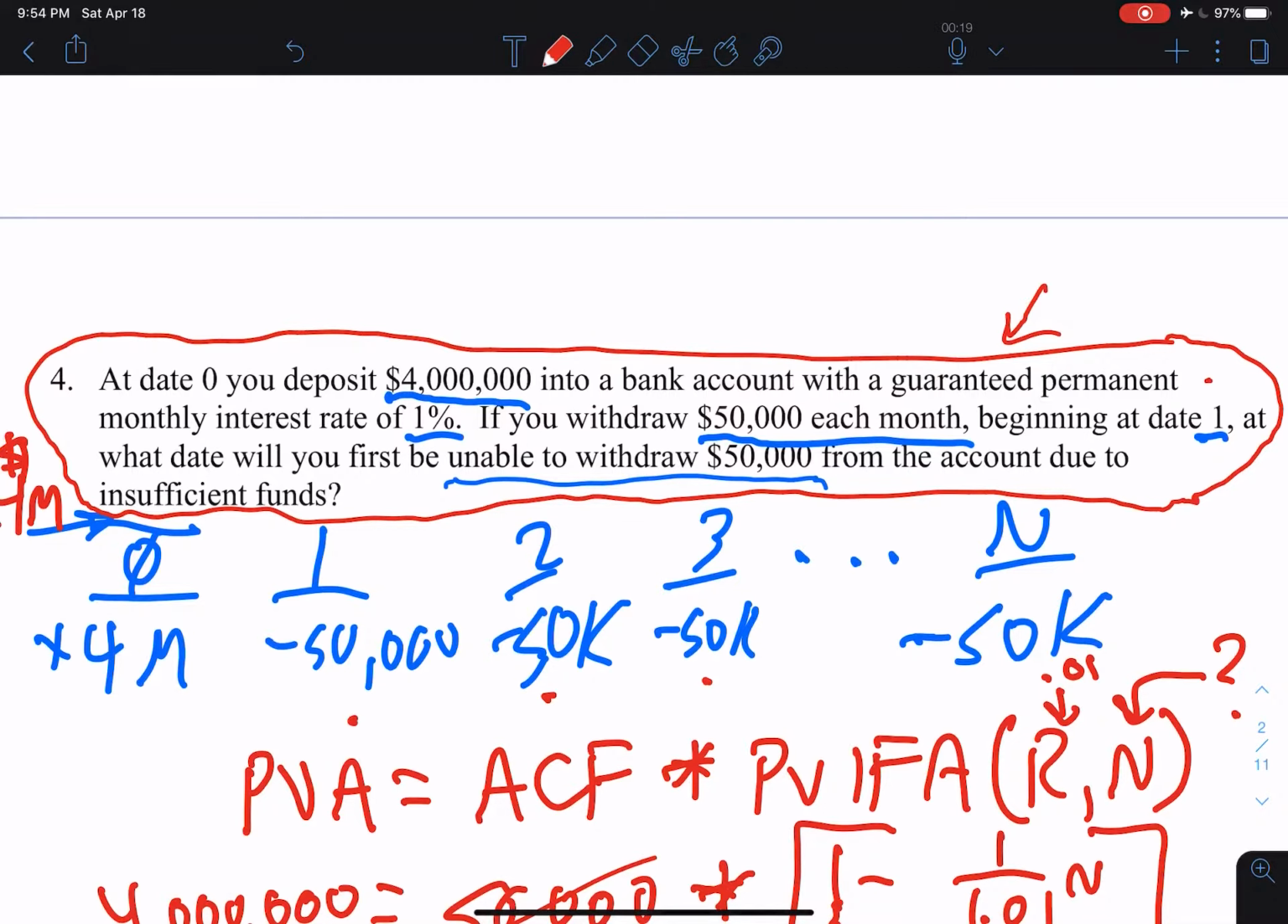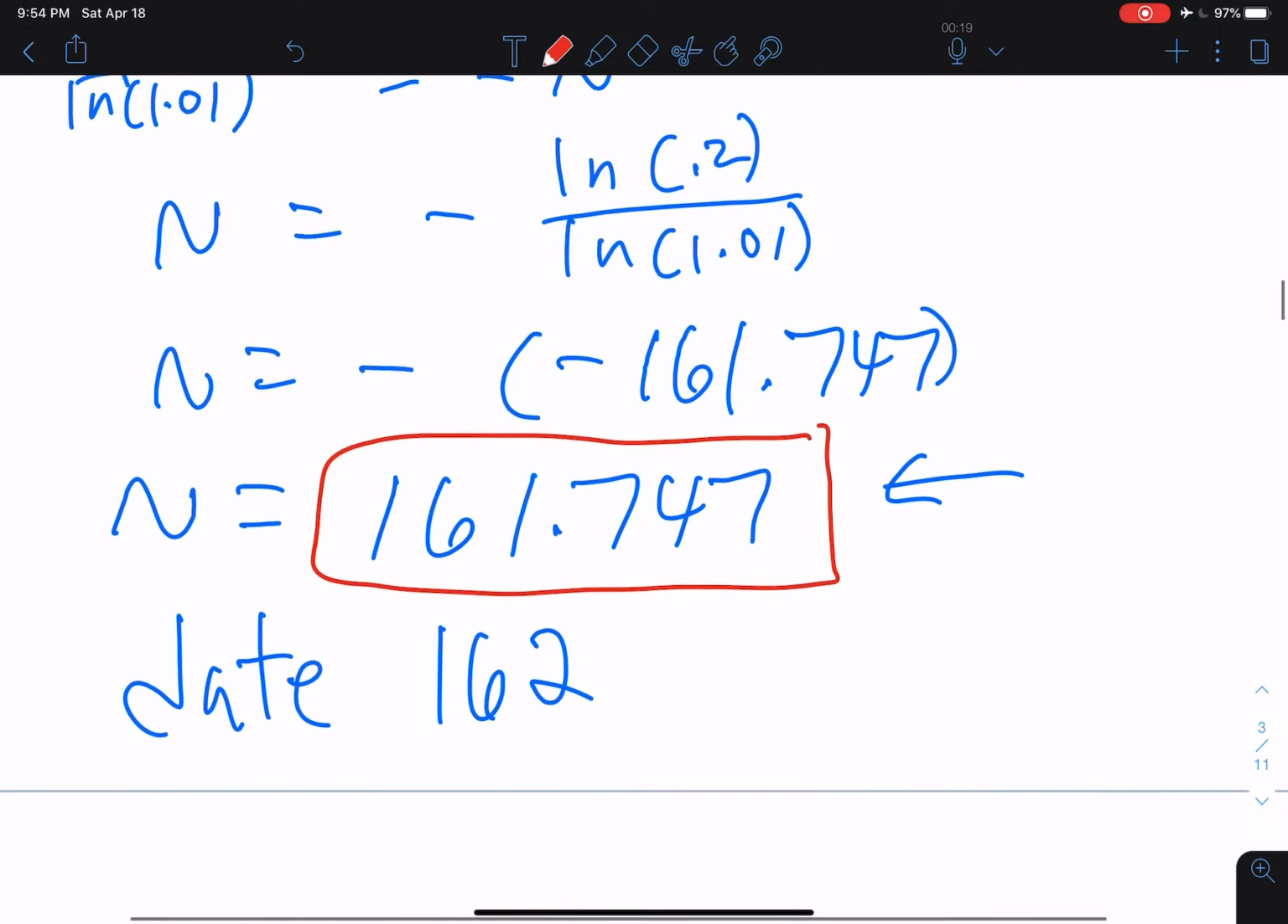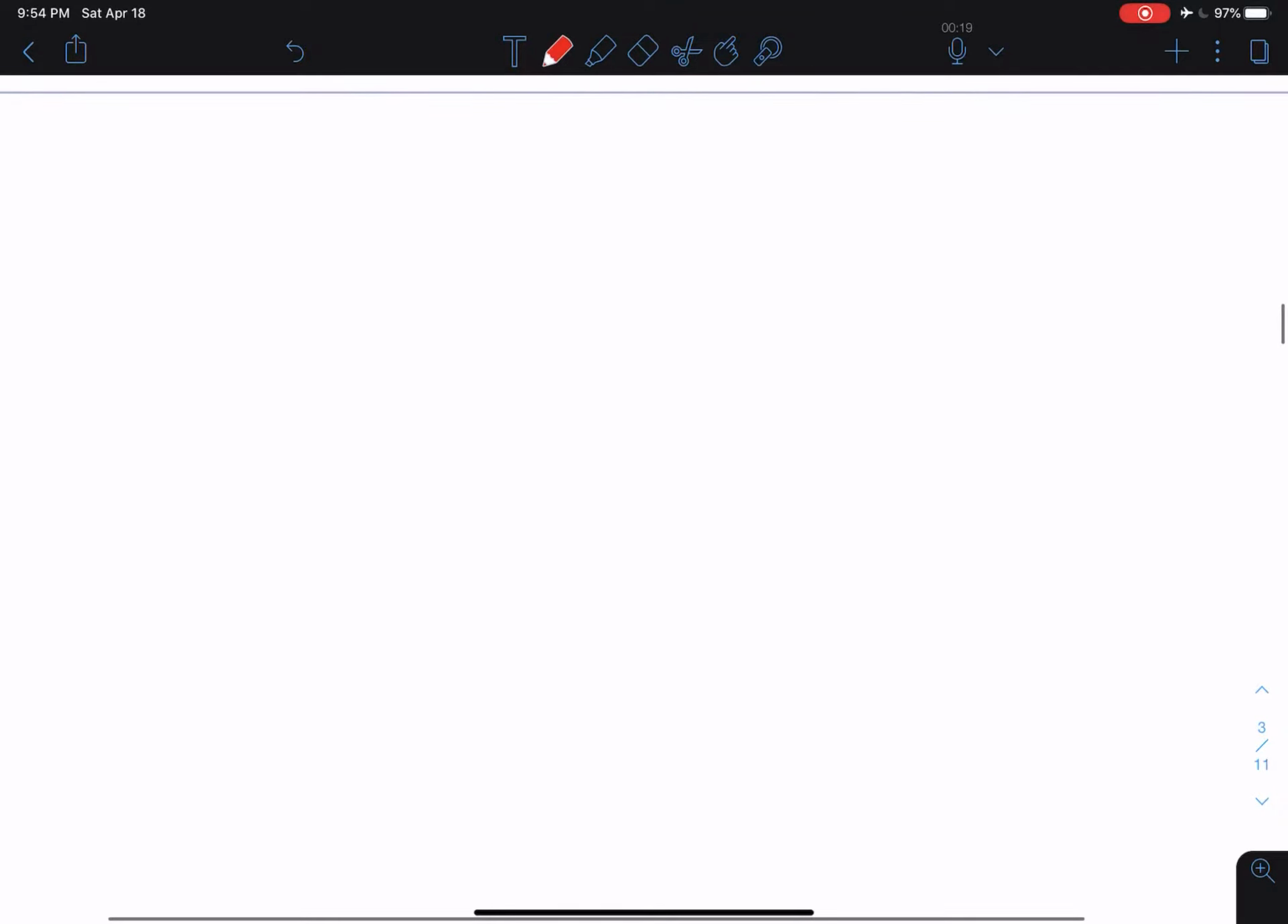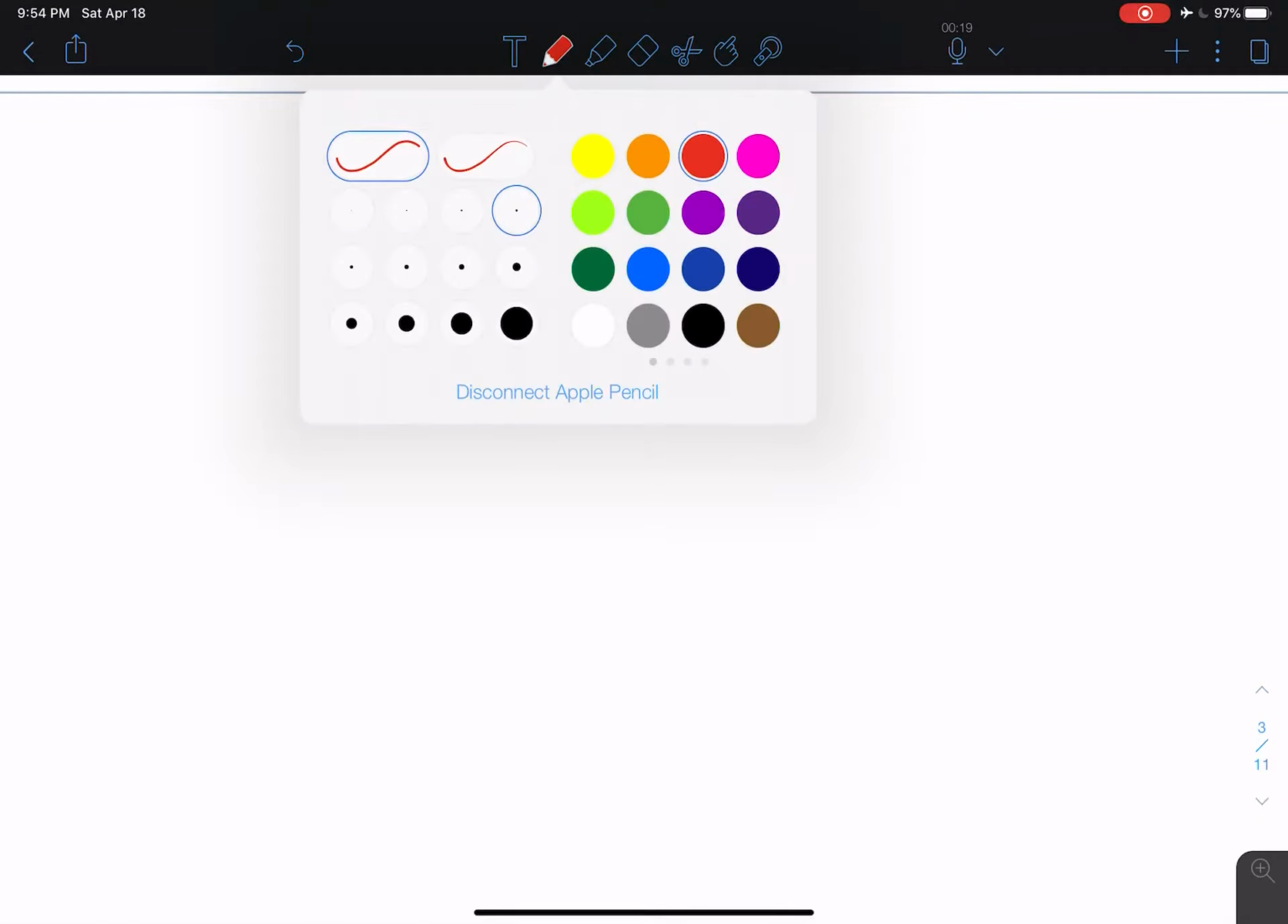So the cash flow date line was like this. At date 0, put in $4 million. At date 1, take out $50,000. Date 2, date 3, take out all the way to this unknown date n where we take out $50,000. I talked about that in the last video. Let's solve this problem a different way now.